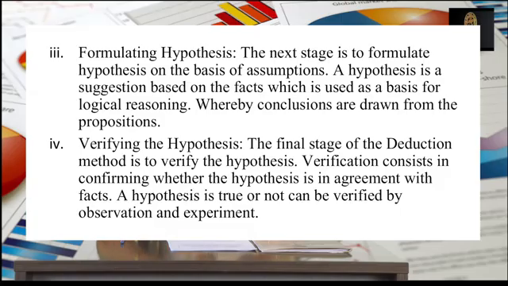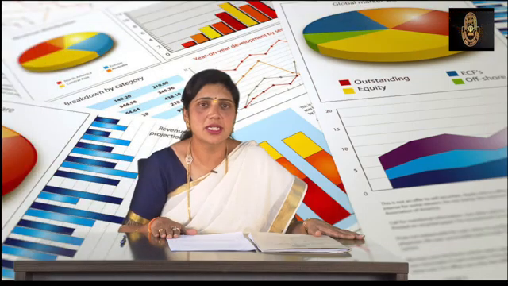The next one is verifying the hypothesis. The final stage of the deductive method is the verification of the hypothesis. Verification consists in confirming whether the hypothesis is in agreement with facts. Whether a hypothesis is true or not can be verified by observation and experiment.